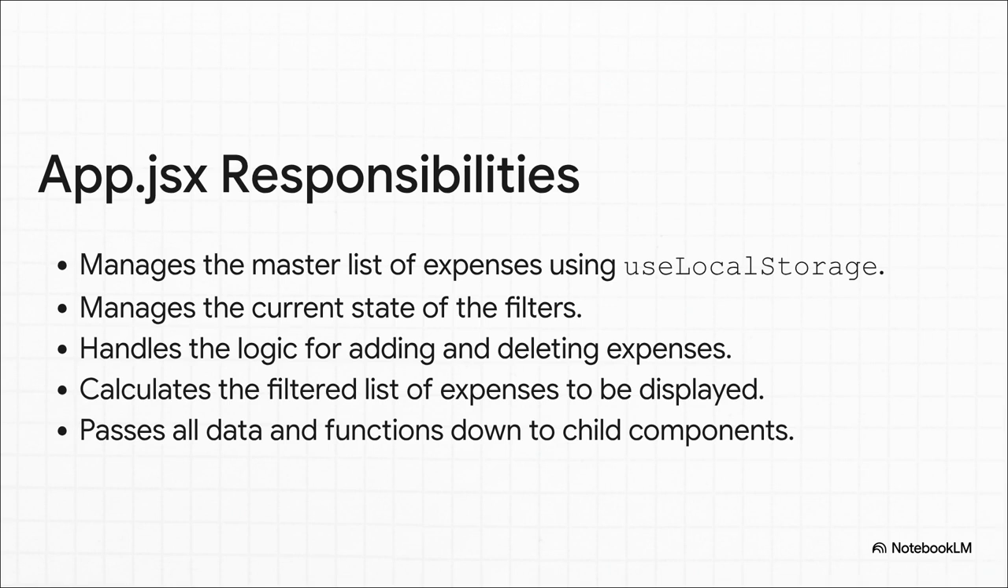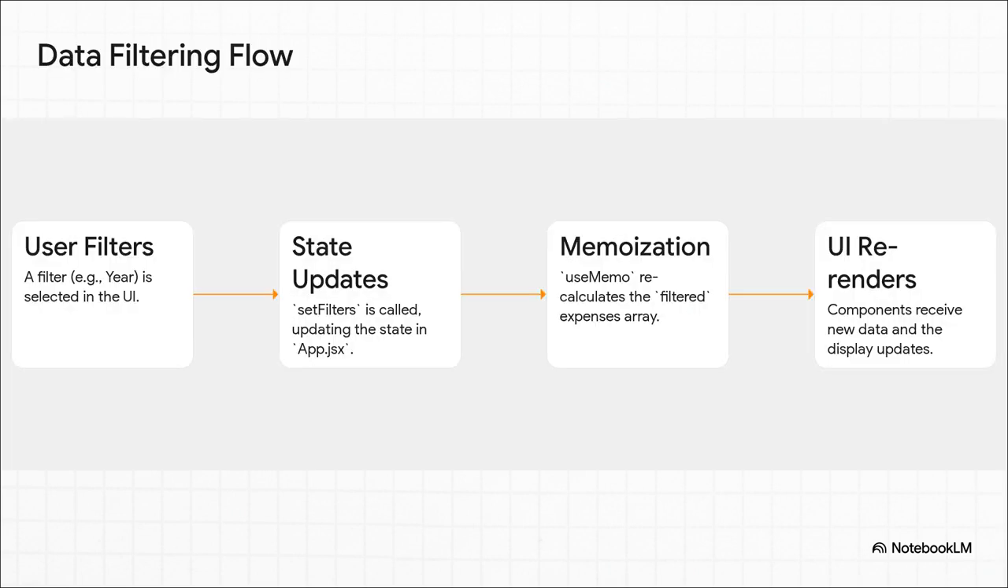It figures out the final filtered list of expenses to show, and then it passes all that data and all those functions down to the other components as props. It's the central command center. So let's just walk through an example. What happens when you actually use a filter?